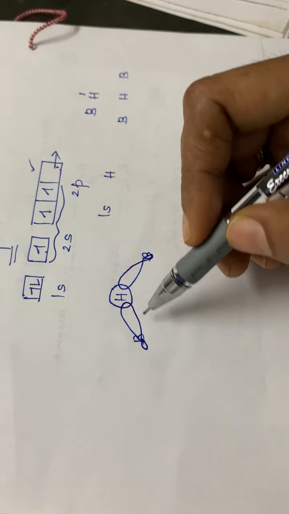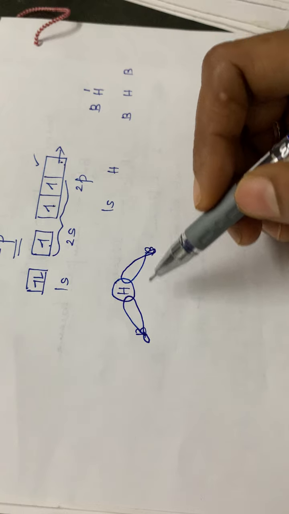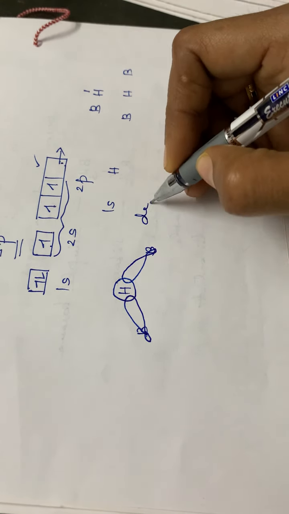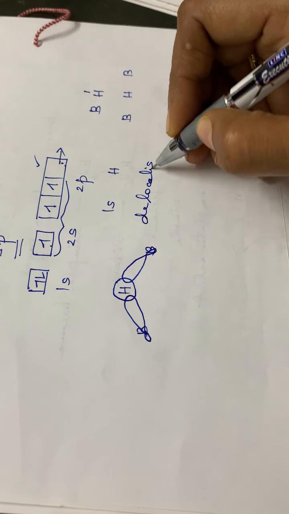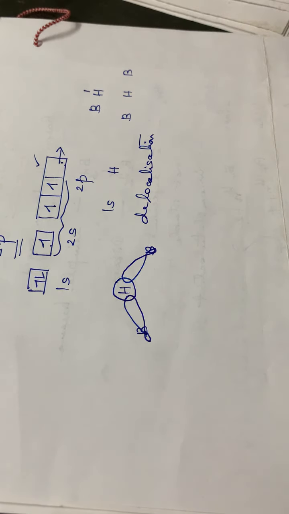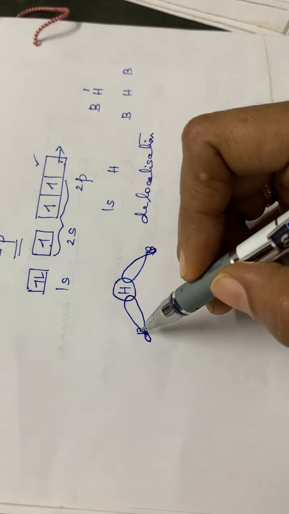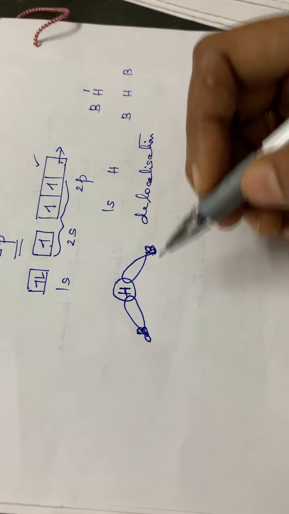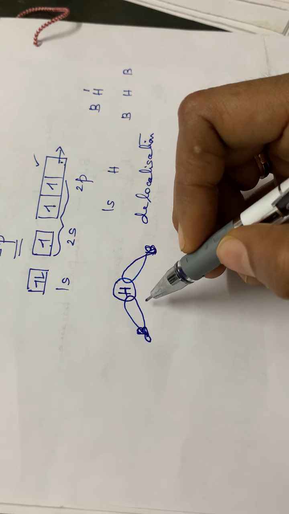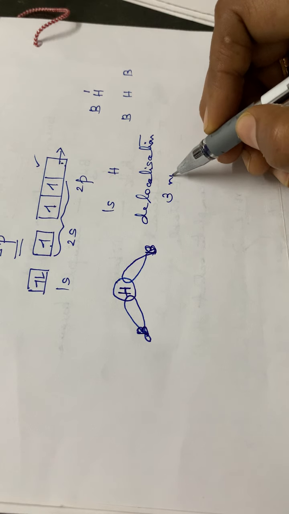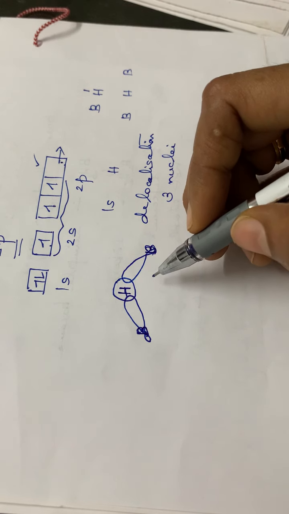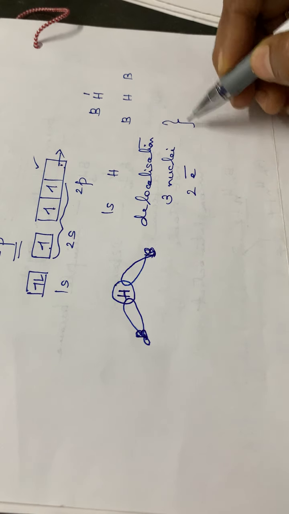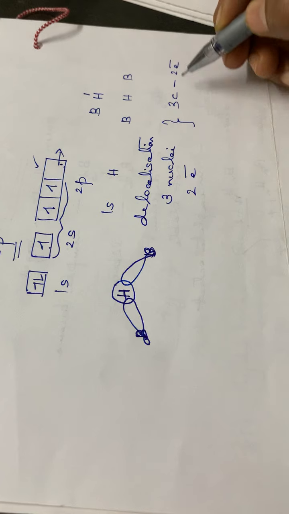Okay, so this will be the geometry of that particular molecule, or the shape of that particular bridged bond. That means a delocalization will be taking place in the case of BHB bonds. Here we have got 3 centers: 1 boron atom, 1 hydrogen atom, and 1 boron atom. That means 3 nuclei are involved, but how many electrons are involved? Only 2 electrons are involved here. So we can say that it is a 3 center 2 electron bond.